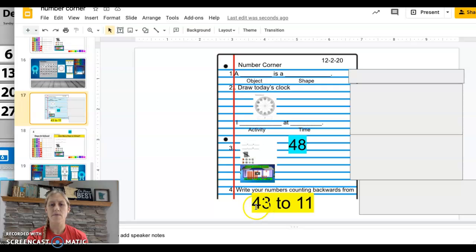Next to number 4, you are counting backwards. You are starting at 43 and you are going to count backwards down to 11. So 43 down to 11.